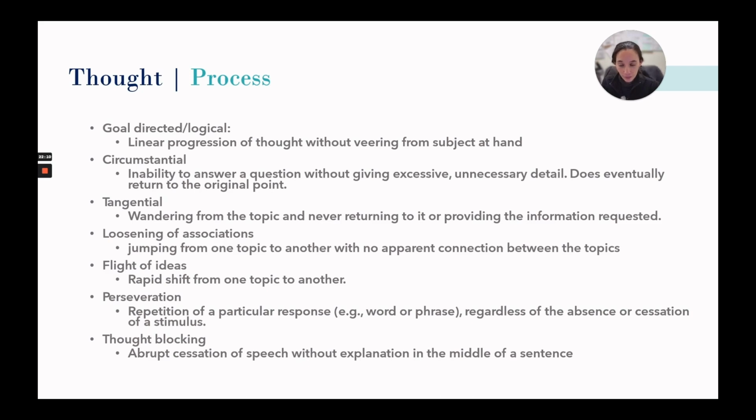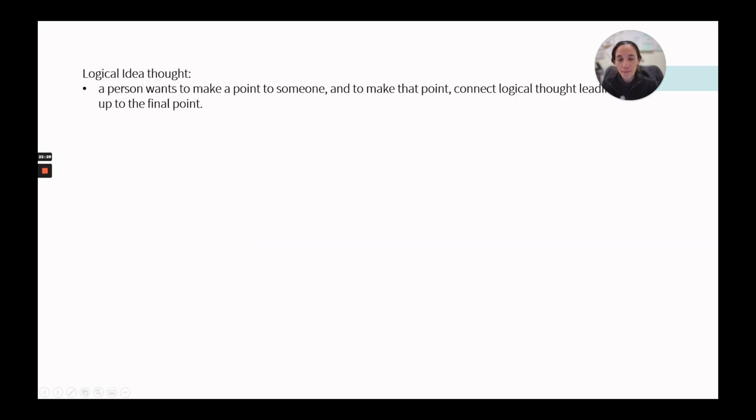Perseverations are a repetition of a particular response, such as a word or phrase, regardless of the absence or cessation of a stimulus. And thought blocking is abrupt cessation of speech without explanation in the middle of a sentence. So, a logical thought: this is when a person wants to make a point to someone, and to make that point, they connect logical thoughts leading up to a final point. So let's look at an example of this.